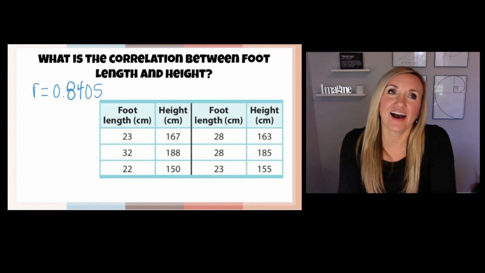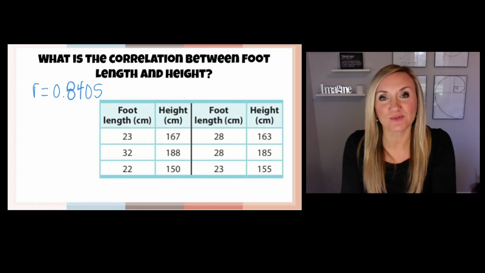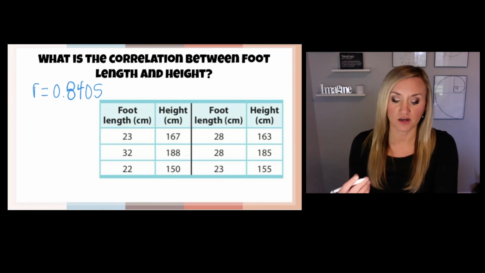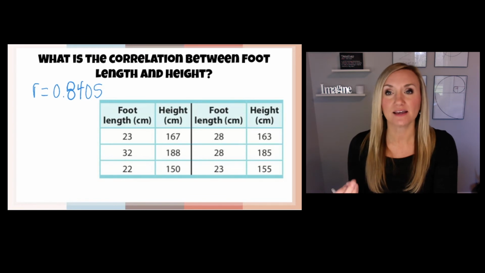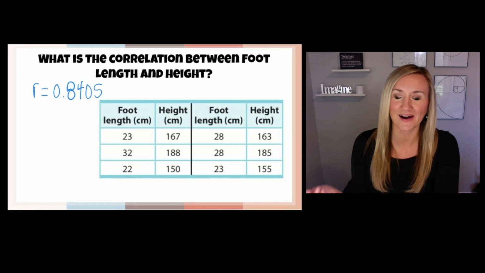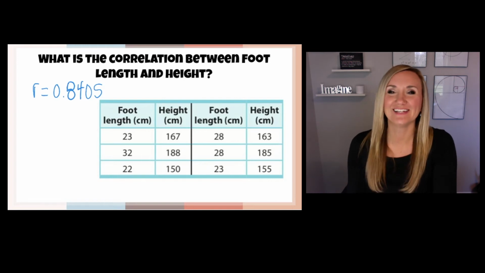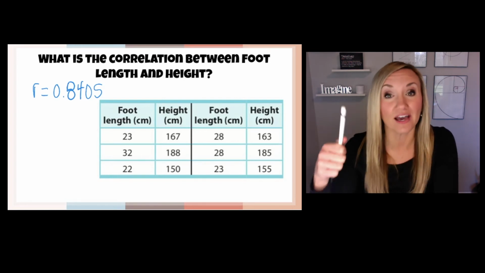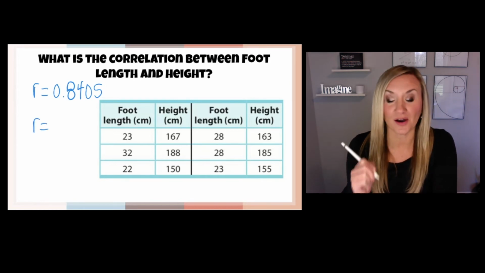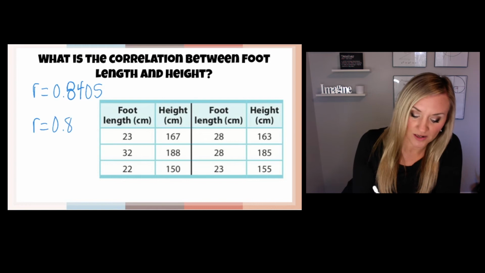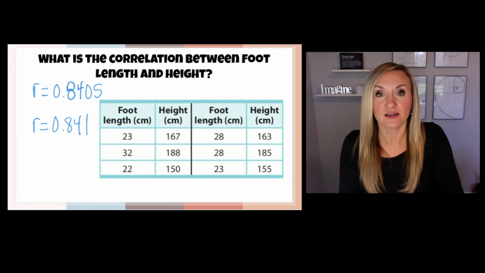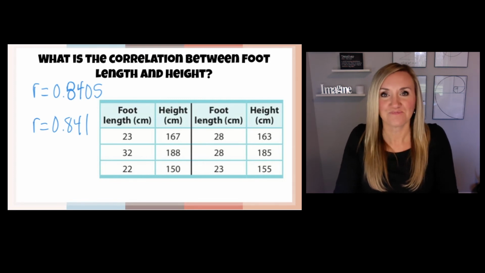So you can round it to the nearest hundredth. You can round it to the nearest thousandth place, which is what I'm going to do, which is three decimals, or three numbers past the decimal. I need a coffee. Okay, so I'm going to say that our correlation is 0.841, which is the thousandth place.